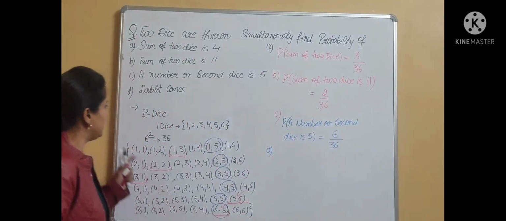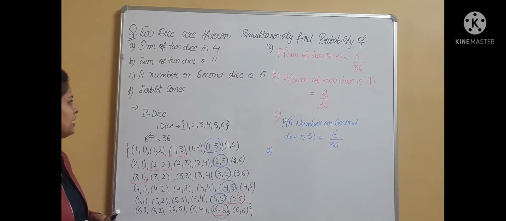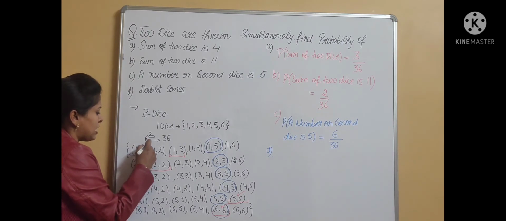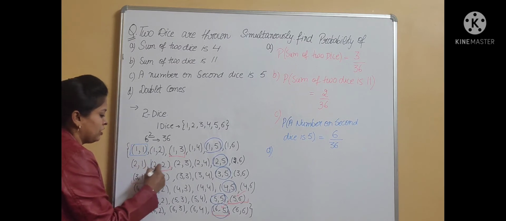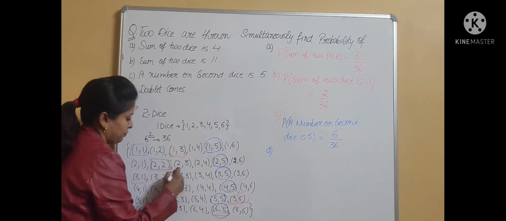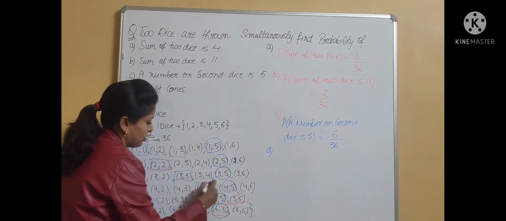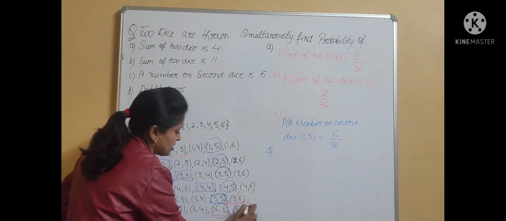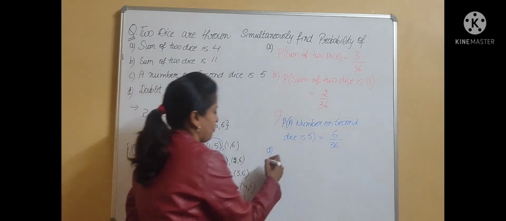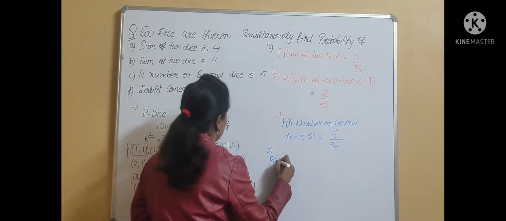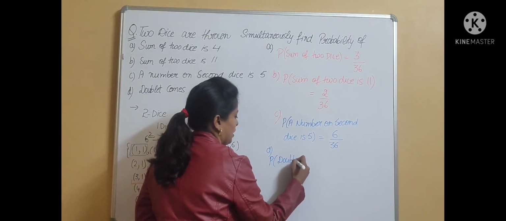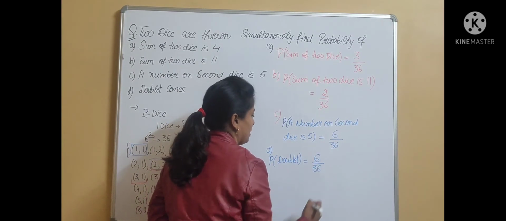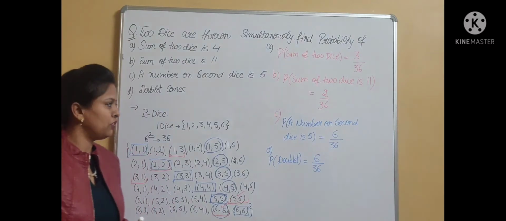Next, you have to take the cases in which a doublet comes. Doublet means both numbers are the same, that is 1 1, 2 2, 3 3, 4 4, 5 5 and 6 6. So the number of favorable cases becomes 6. The probability of a doublet is equal to the number of favorable outcomes divided by the total number of outcomes.